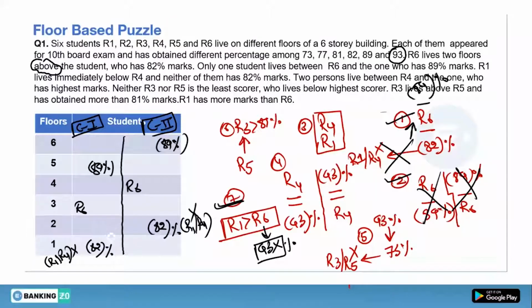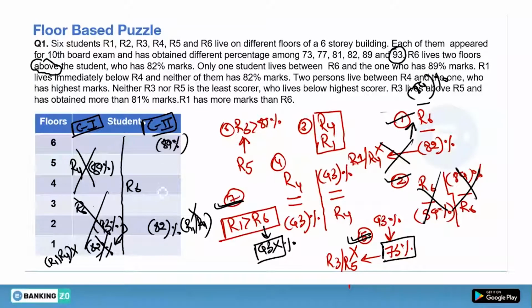So R3 will come here, and 2 floors apart R4 can go there, and if I put 93 here, R4 will go there, and R4 is blocked here, so only one case is possible: 93% can come here, and R4 can go on floor number 5. But according to our hint number 5, we know that below R3 there must be the student who has secured 73% mark. In this case, below 93% there is no space left for 73, so this case is eliminated. I hope you got this.